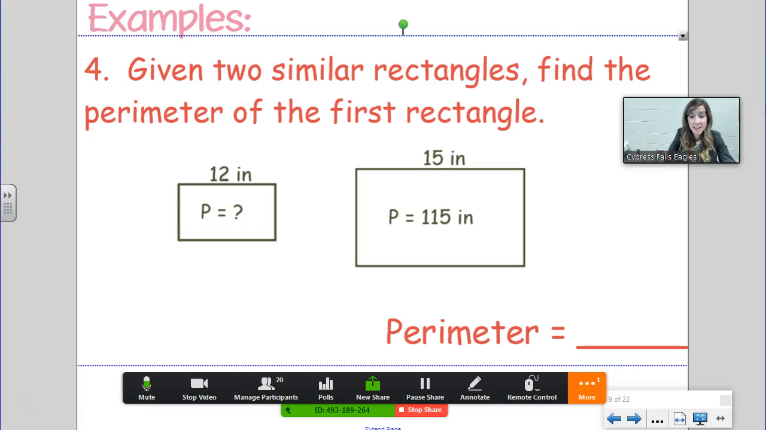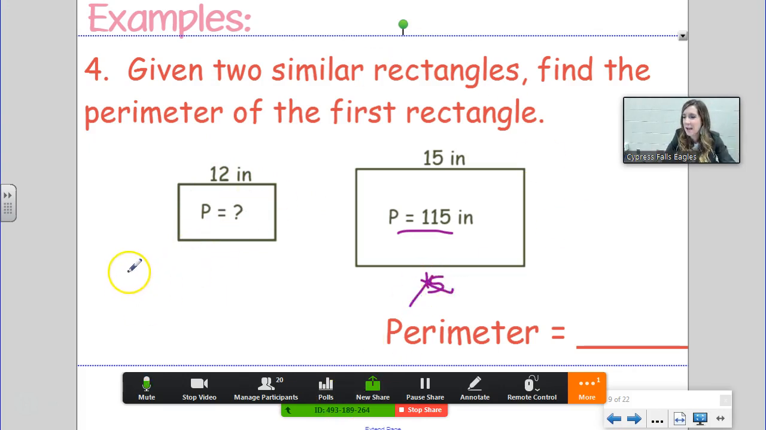Now, if we hadn't learned what we learned today, that the sides and the perimeters have the same ratio, we would have to find the missing side. We'd have to go, okay, 115 minus 15 minus 15 divided by 2, find the missing side, use the scale factor, find the new perimeter. That was a lot of steps. Don't do it. No, don't. We're not doing that.